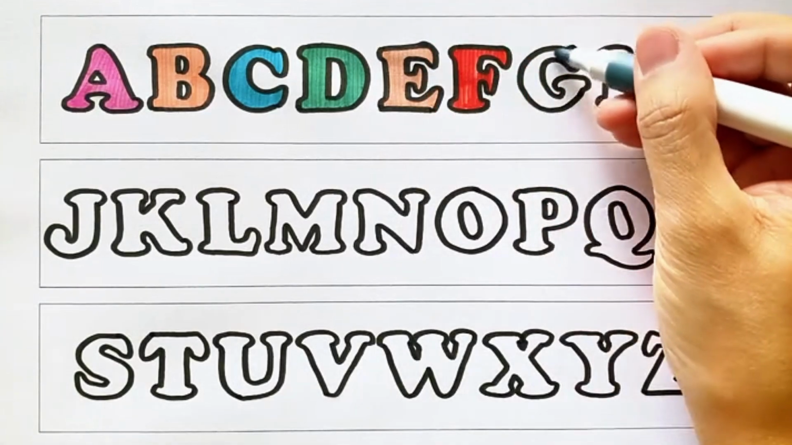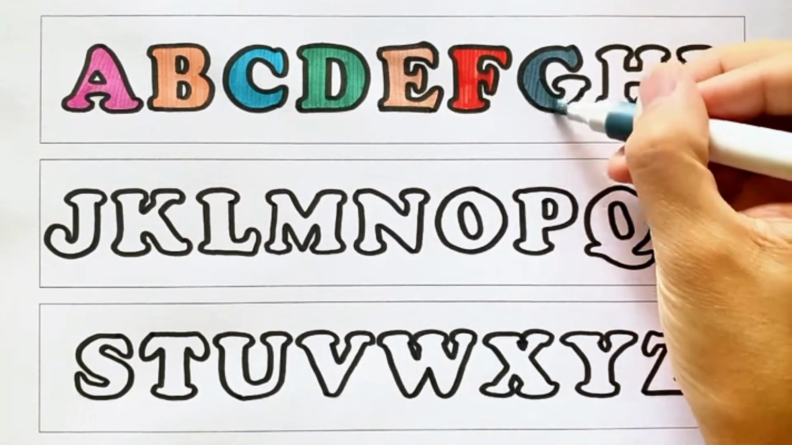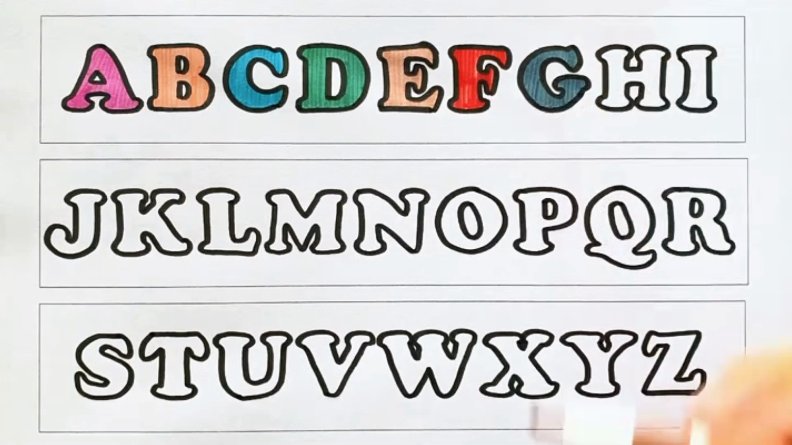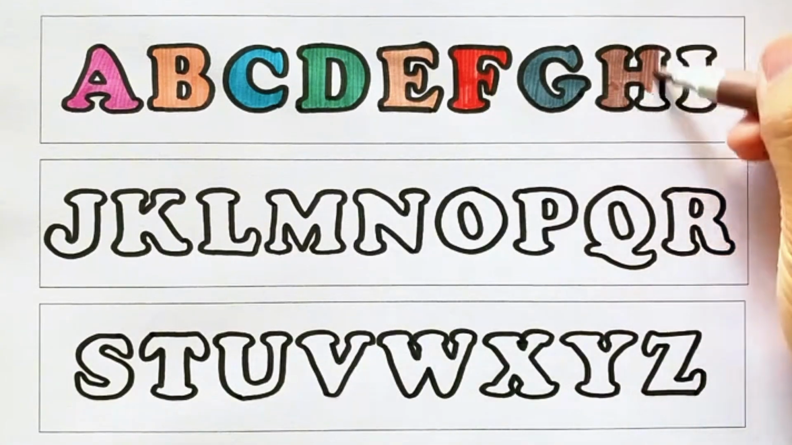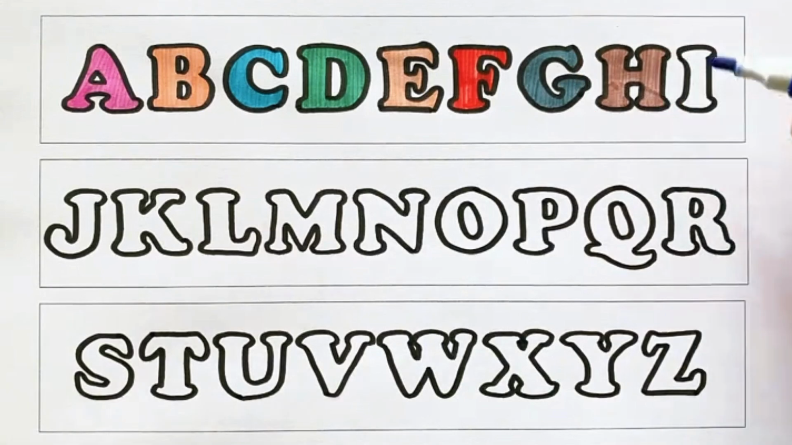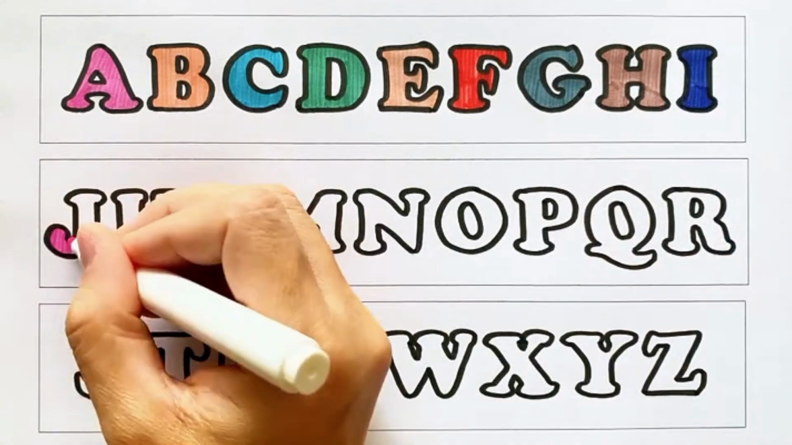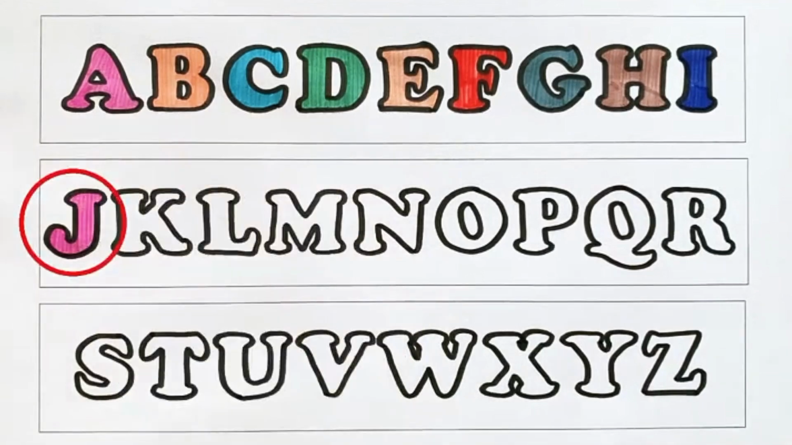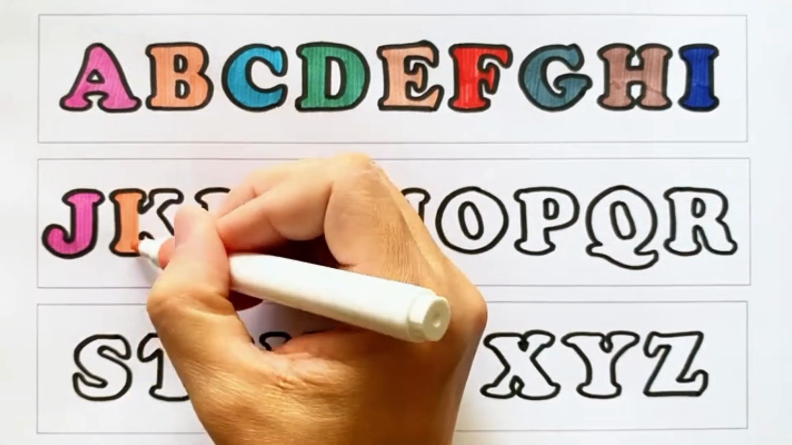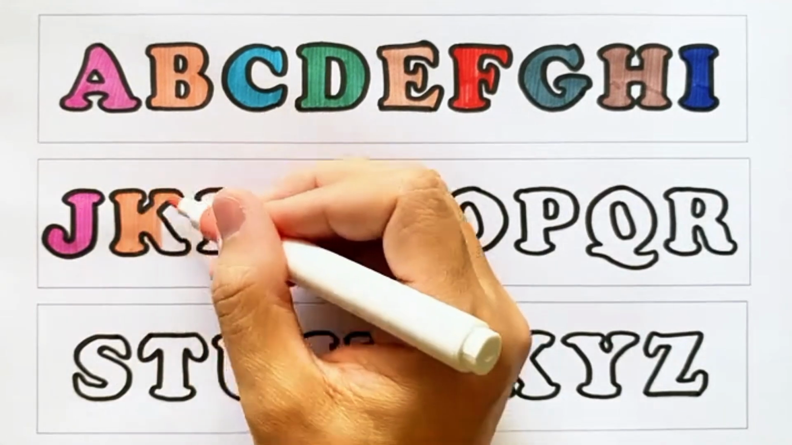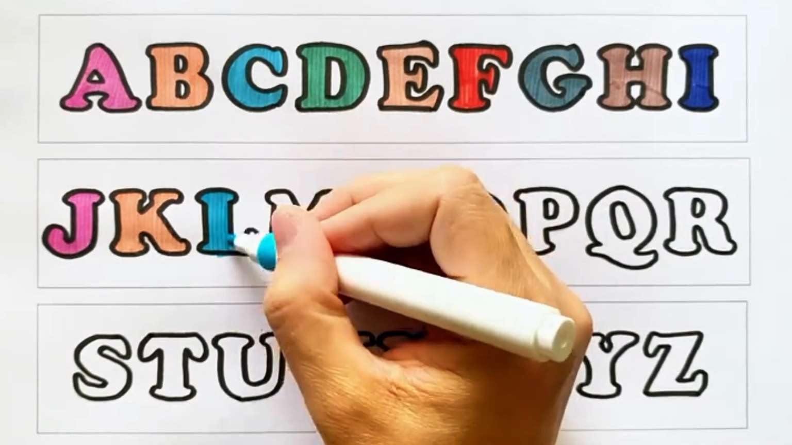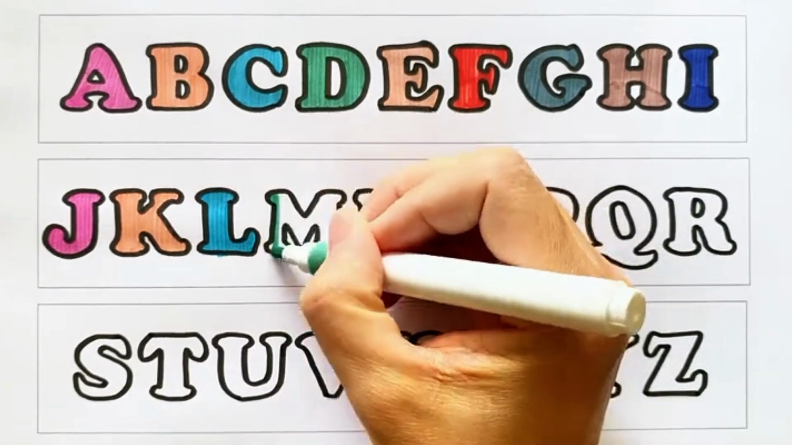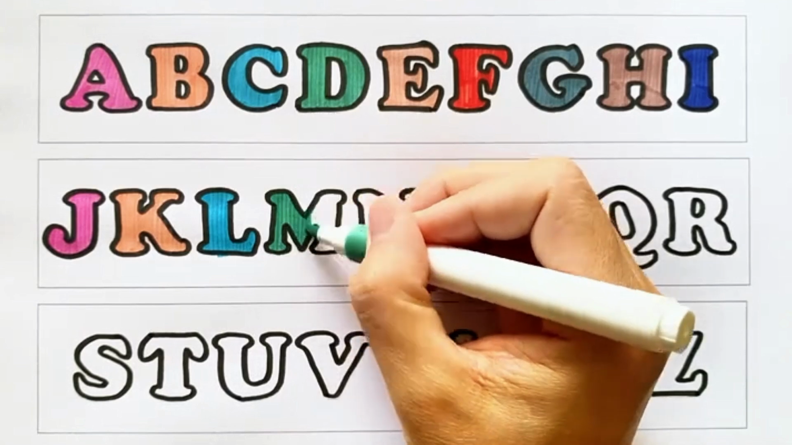Fish. G for goat. Goat. H for horse. Horse. I for ice cream. J for goose. K for kangaroo. L for lion. M for monkey.